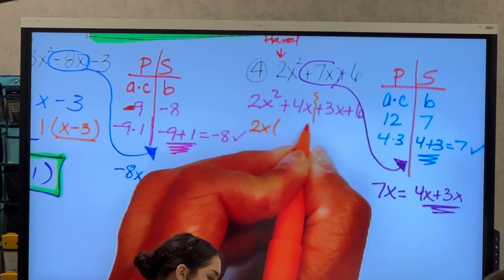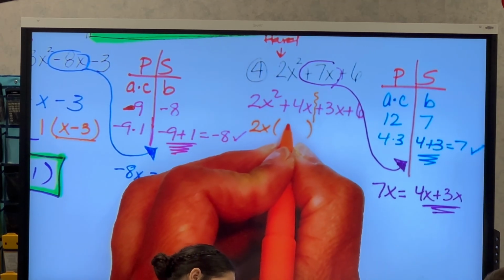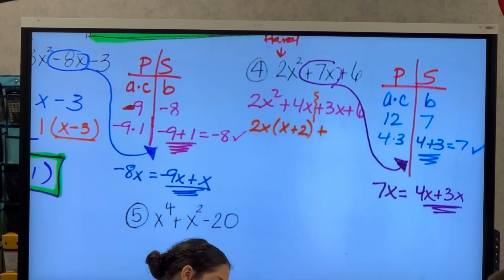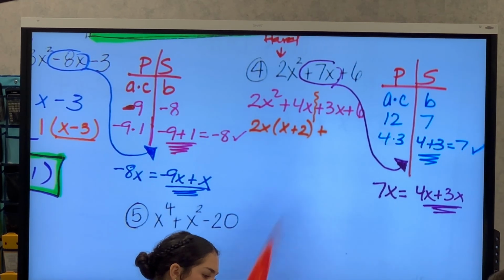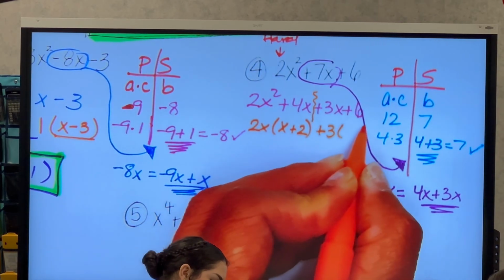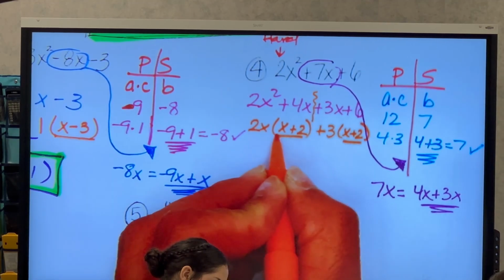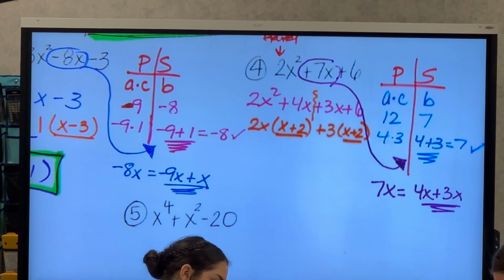2x. And what's left inside the parentheses? X plus 2. Bring down that plus sign, the connector sign. And on the right, what's the GCF? A 3. And what's left in parentheses? X plus 2. Perfect. Those are the same, which means it's factorable, and we're doing it right.